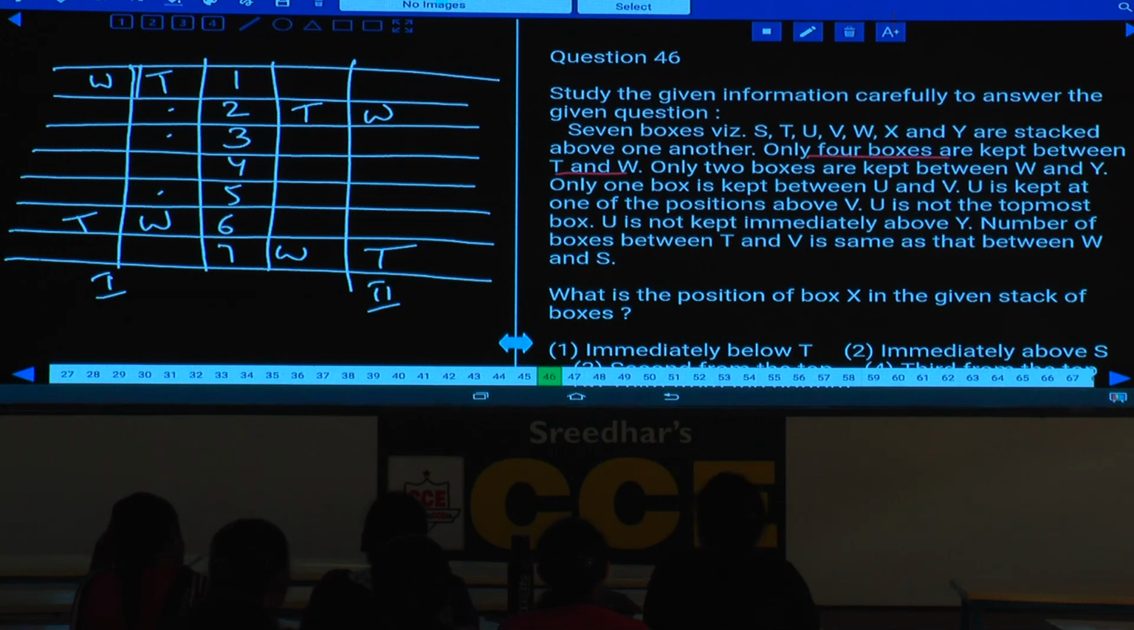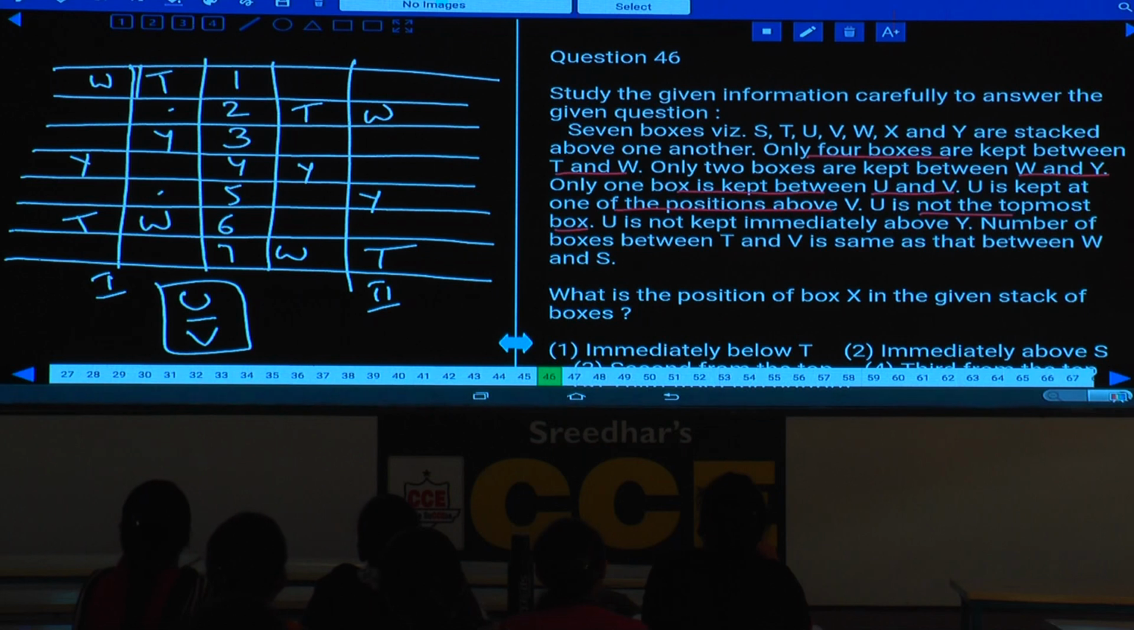Then only 2 boxes are kept between W and Y. As 2 boxes are kept between W and Y, in this one Y must be at this place. Next one, 2 boxes are kept between W and Y, Y is at the 4th place. Now in this one, 1, 2, Y must be at the 5th place. Clear now? 2 boxes are kept between W and Y. Only 1 box is kept between U and V. U is kept at one of the positions above V. Hence U blank V, this is the order, isn't it? U, there must be another box and followed by V, U and V. The next one, U is not on the topmost box and U is not kept immediately above Y.